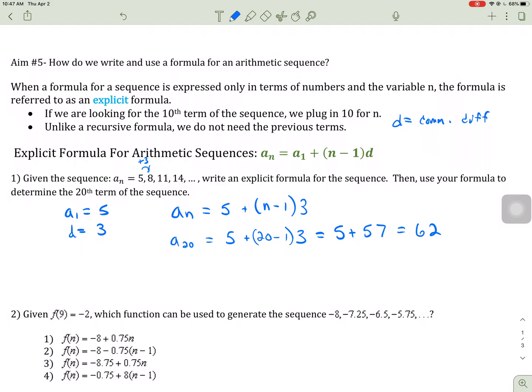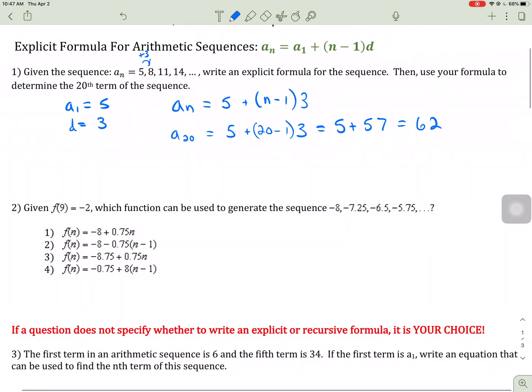Okay? Number 2. Given f of 9 equals negative 2, which function can be used to generate the sequence negative 8, negative 7.25, negative 6.5, negative 5.75? So hopefully you see something here. What's happening? Well, be careful here, it's not subtracting, it's adding 0.75 each time. It's getting closer to 0, so it's adding.